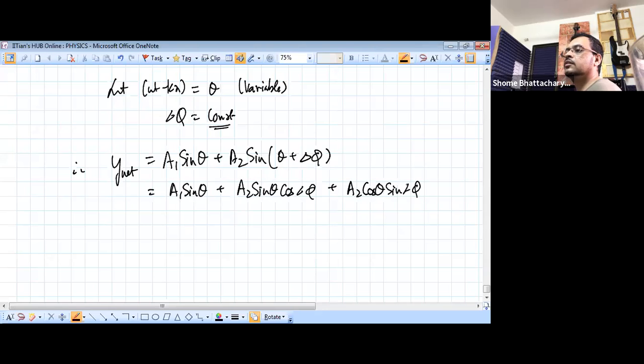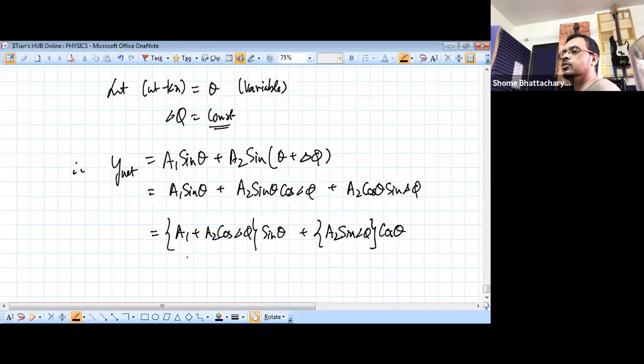sine delta phi. Now when solving this equation, remember that theta is the variable, varying with x and t, whereas delta phi is a constant. So we want to solve everything in terms of theta. First take the sine theta term common. You get A1 plus A2 cos delta phi, which is all a constant, into sine theta, where theta is the variable. Plus take the cos theta term separately: A2 sine delta phi, a constant, multiplied by cos theta. Let's treat the first constant as alpha and the second as beta.